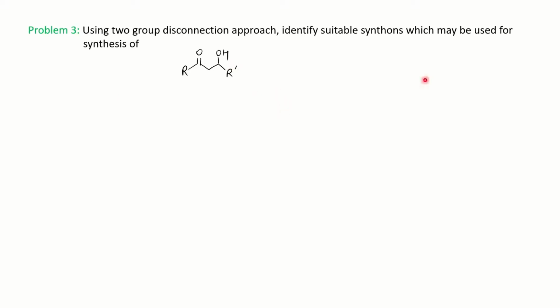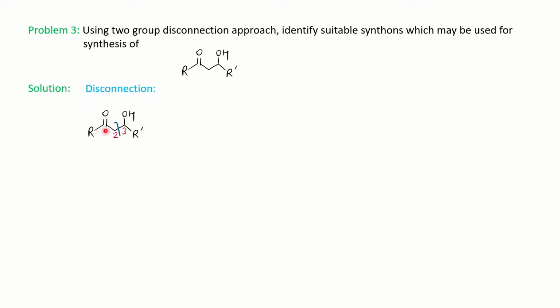Next problem, you can notice here they are asking you, using the two group disconnection approach, identify suitable synthons which may be used for the synthesis of this molecule. So they have given you a clue here. We'll find out the disconnection approach, as they are saying 2 group disconnection approach. So we have 2 functional groups here. We'll find out the position.